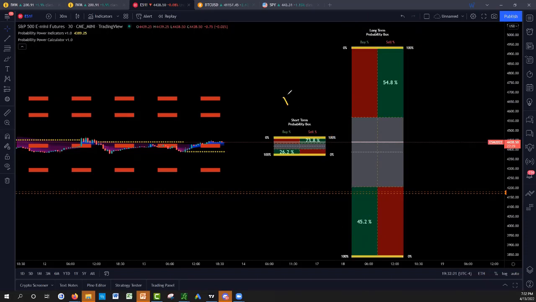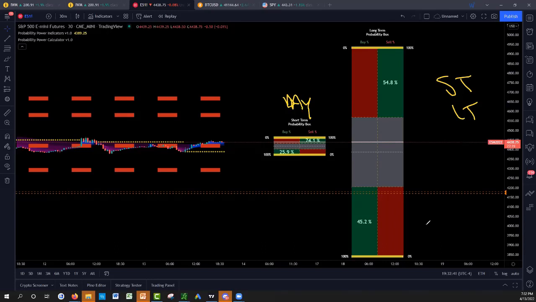Remember, those are for the day, those are for day trader, those are for swing trader and long-term investor. You have to understand that there's more order flow and institutional money flowing towards the long-term probability box and the probability power calculator, patent pending. So hopefully this is helpful.